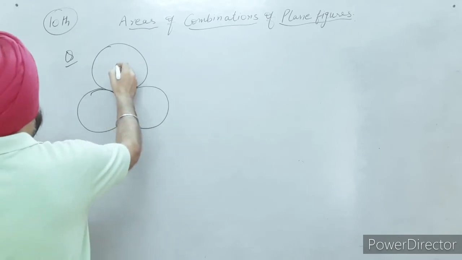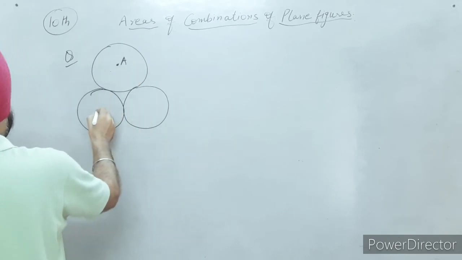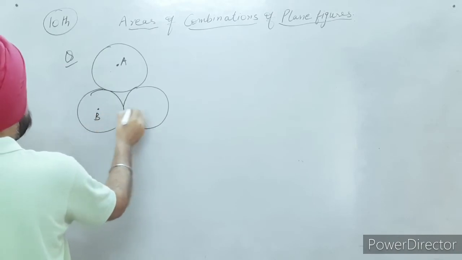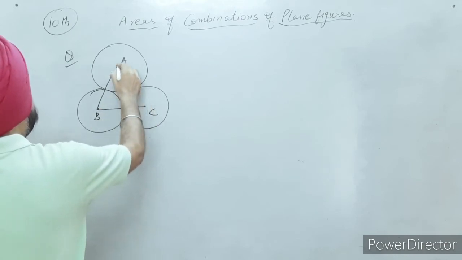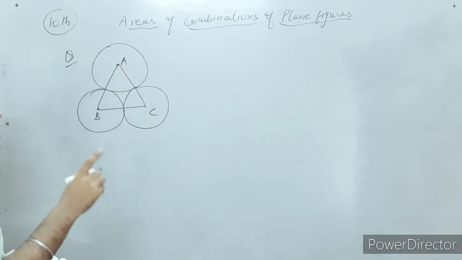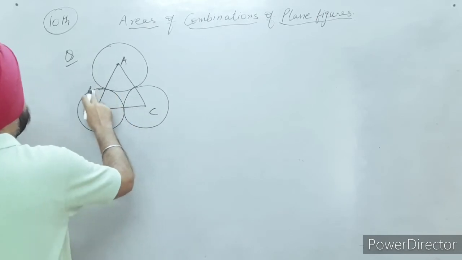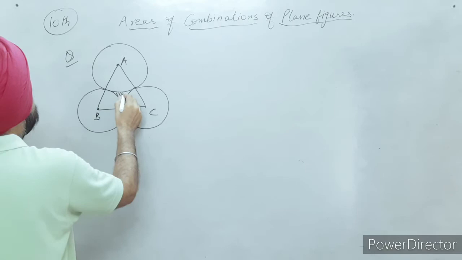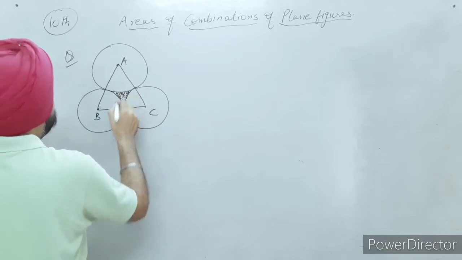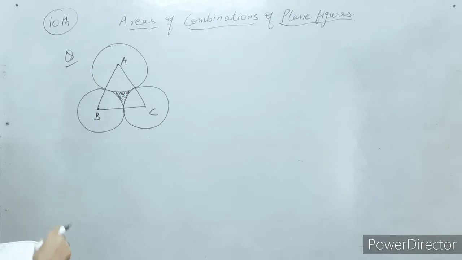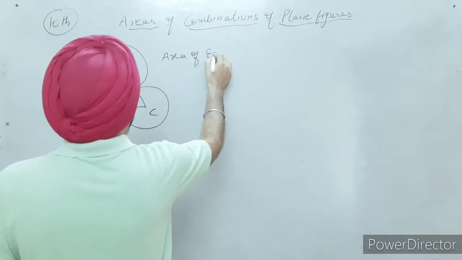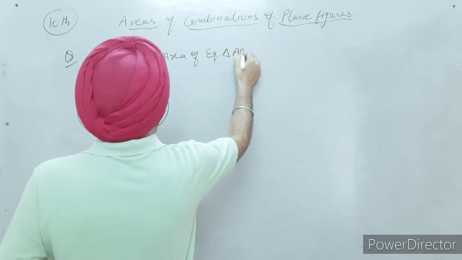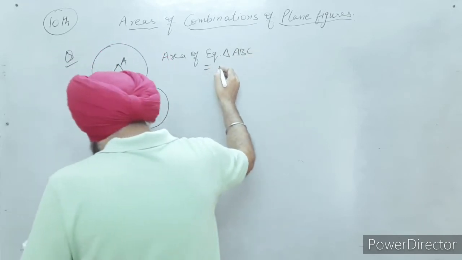Right? Now this is A as a center, then B is the center of this circle, C is the center of this circle. It is A, B, C. It is given that ABC is an equilateral triangle. We need the area of this region. Now, given is the area of equilateral triangle ABC.